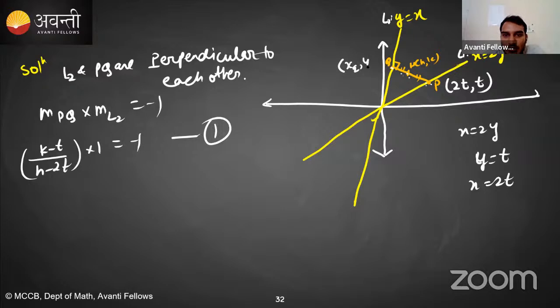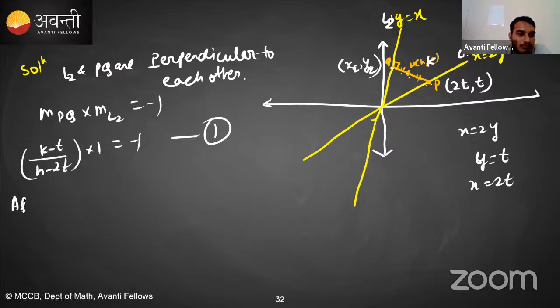Now let's say the coordinates of Q are (xq, yq). We haven't used the fact about point H yet. I just said that the slope of PQ and line L2 are perpendicular because we have dropped the perpendicular. If two lines are perpendicular, then the product of their slopes should be -1. The slope of PQ can be given using any two points on line PQ, so we used P and H. So (k - t) upon (h - 2t) times the slope of L2, which is 1, is equal to -1. Clear?